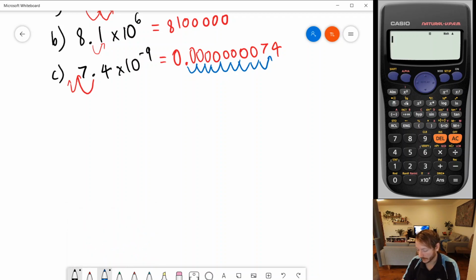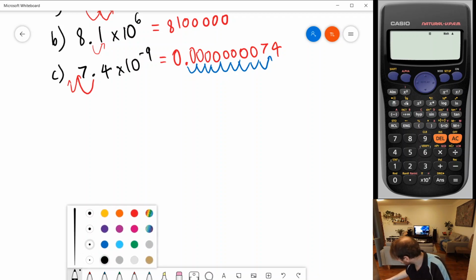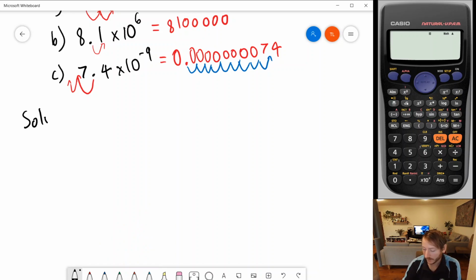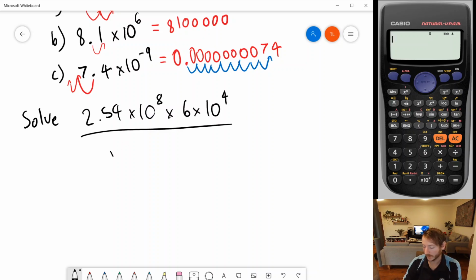Alright, now they always chuck a few of these ones in there. Let's just see if they have. Oh, no, they haven't. We'll do one anyway, but they like to ask something like this. Solve, and then they'll just give a question, say 2.54 times 10 to the 8 times 6 times 10 to the 4 over square root of 3.4 times 10 to the negative, let's go 2. And then all it is a calculator test, just to make sure you can use your calculator.